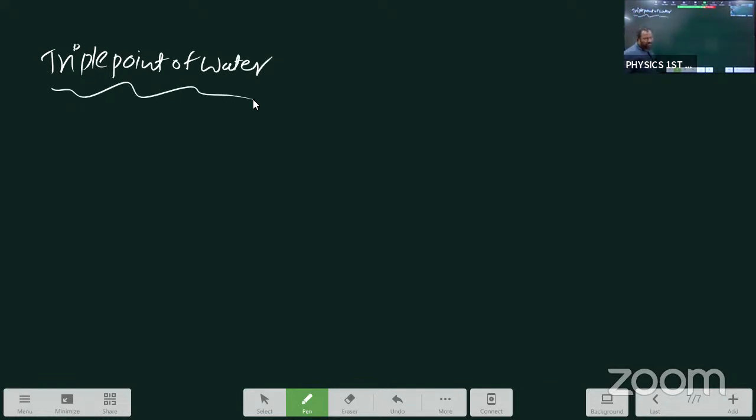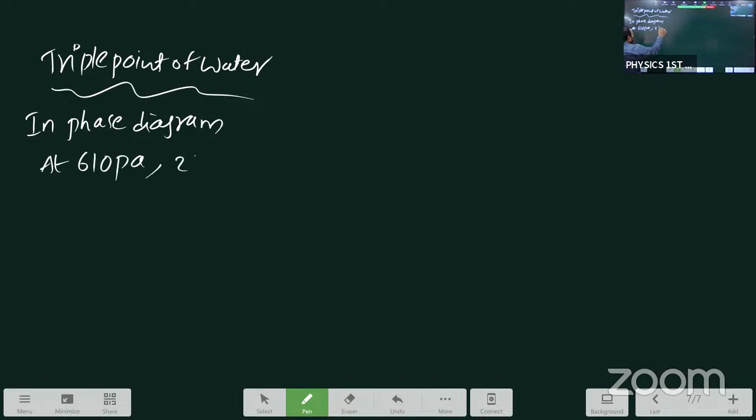Now see, the last question: triple point of water. First, triple means 3. For water, 3 states are present: solid state, liquid state, gaseous state. What is the triple point of water? In the phase diagram, at 610 Pascal pressure and 273.15 or 16 Kelvin, anything, no problem.